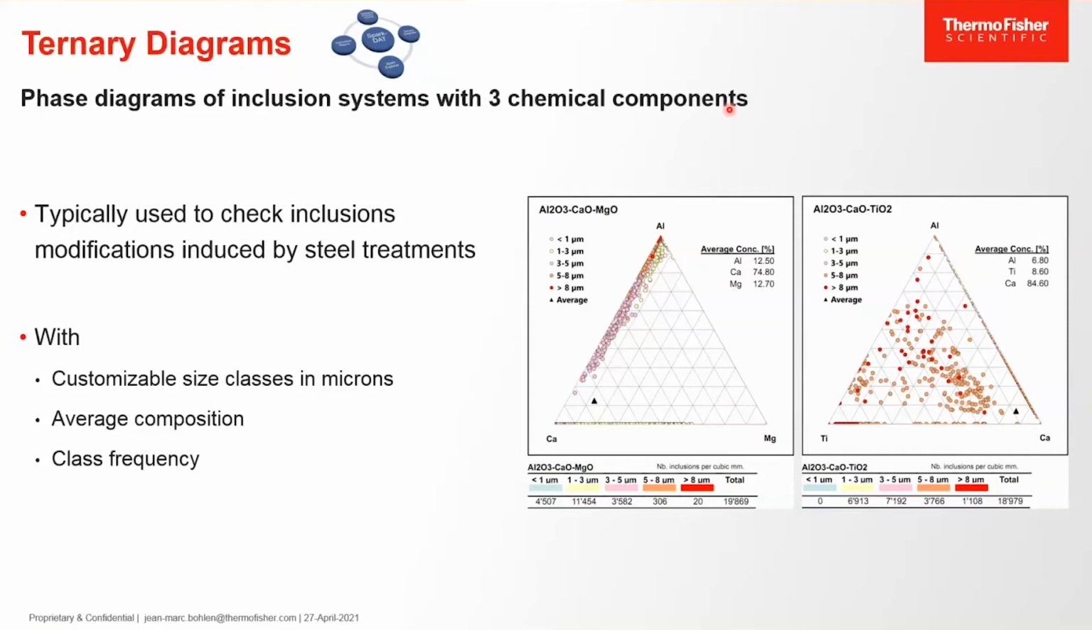So in these diagrams, you can see different things. Of course, the size classes that can be customized, size classes in micrometers, the average composition in the form of numbers and a point on the ternary diagram, and class frequency, so number of inclusions in the different classes. You can set up different types of ternary diagram based on the inclusion content of your sample, or just based on their grade.